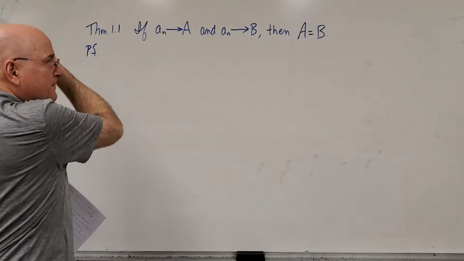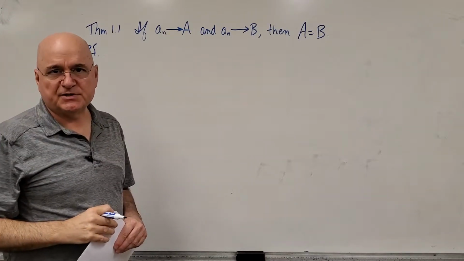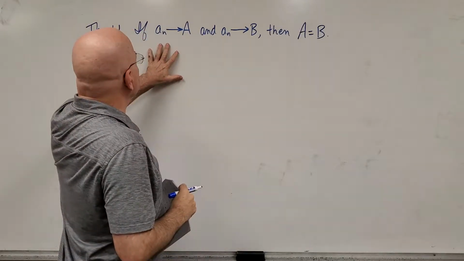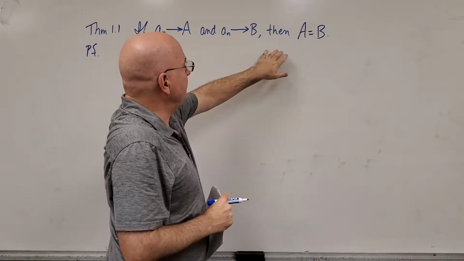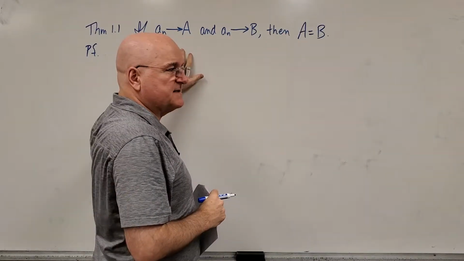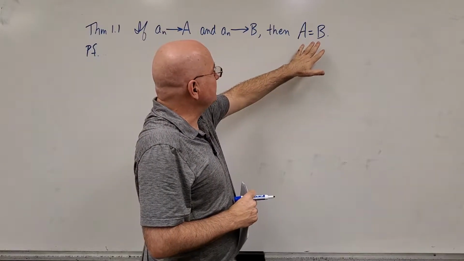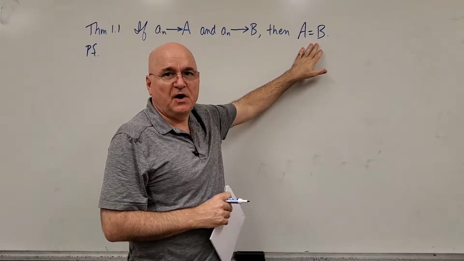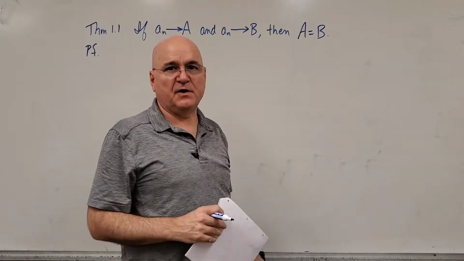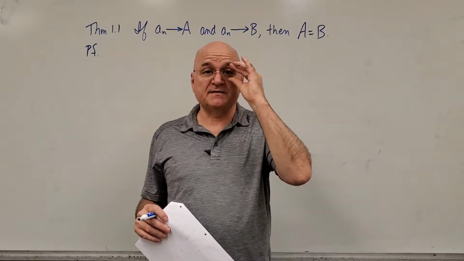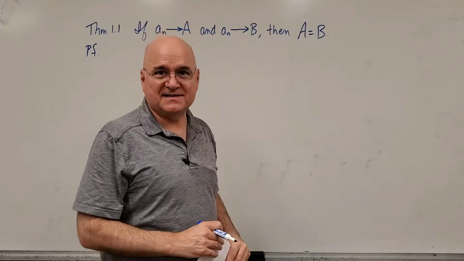Okay, let's do this proof by contradiction. So remember what we have here. If this left-hand side is true, then the right-hand side is true. In other words, the left-hand side implies the right-hand side. So what we're going to do is assume the right-hand side, the conclusion, is false, and we'll prove then that the left-hand side is false. That's a proof by contrapositive. It's a form of proof by contradiction, and we need to get used to these proofs.